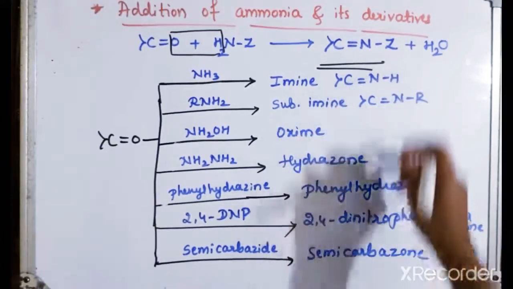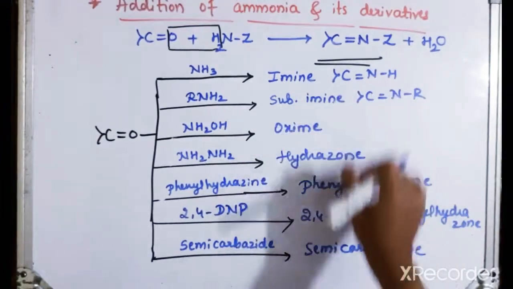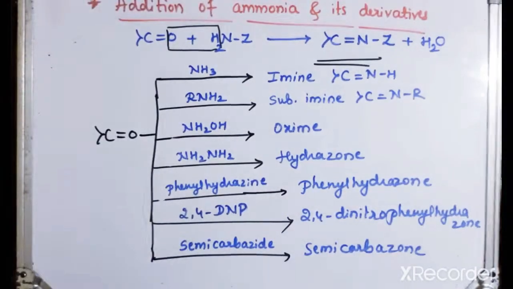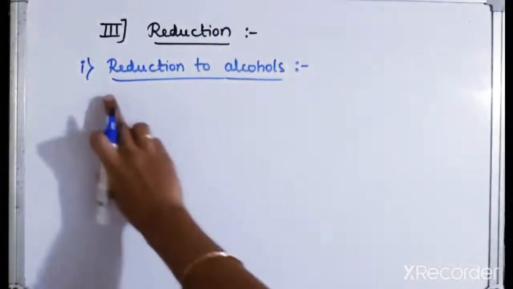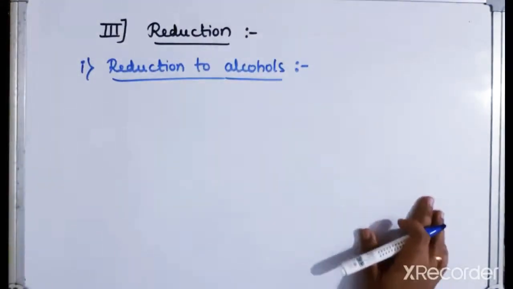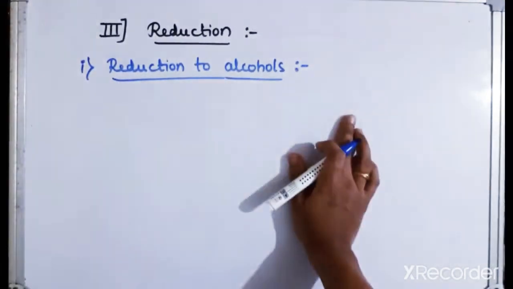So these are the reactions which you have studied now. Remember these reactions, it's very important. The next category of reaction is reduction. In that, the first one is reduction to alcohols. Aldehydes and ketones undergo reduction to form primary and secondary alcohols.